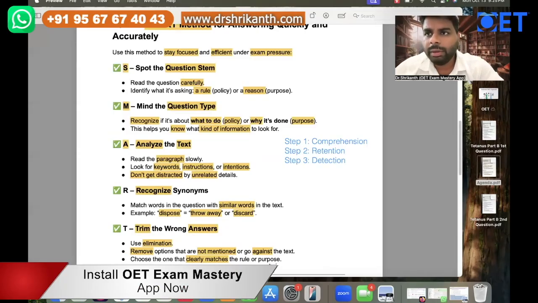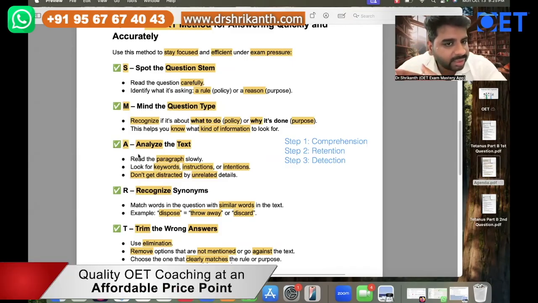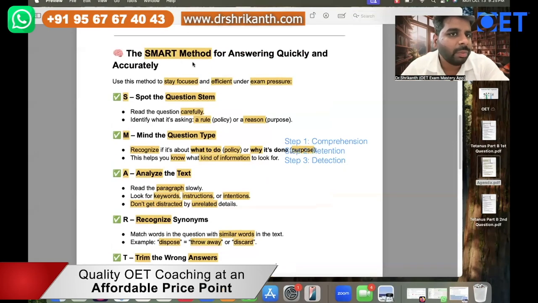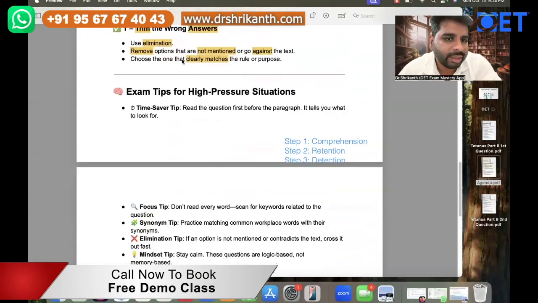All right, so S is spotting the stem of the question. Then M is minding the question type. A is analyzing the text. R is recognizing synonyms. And finally comes T, which is trimming the wrong answers. So this is the SMART method. It will take some time, but make sure that slowly and steadily, you refine the strategy, right?